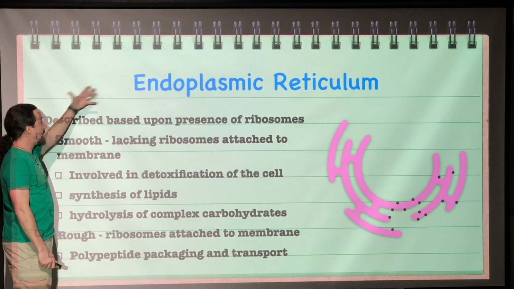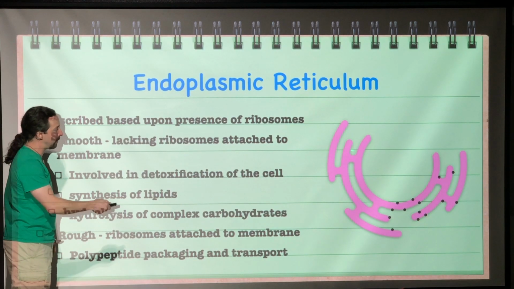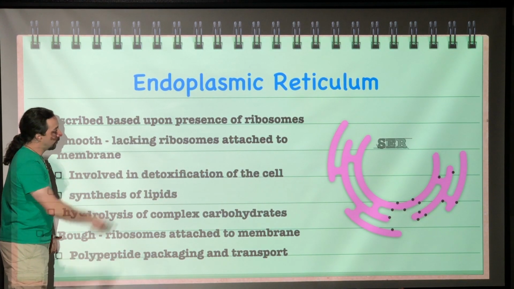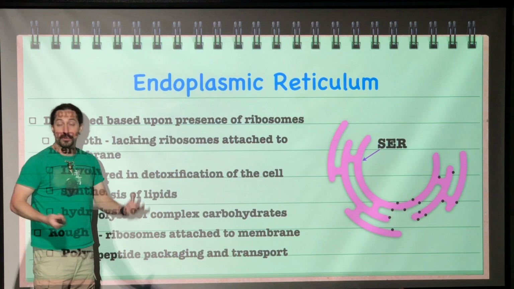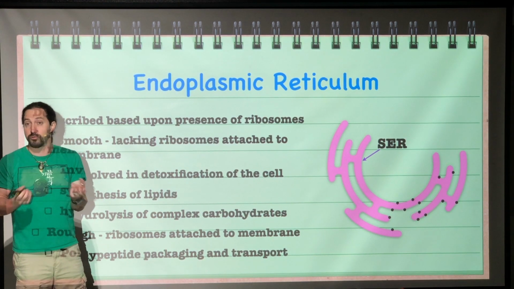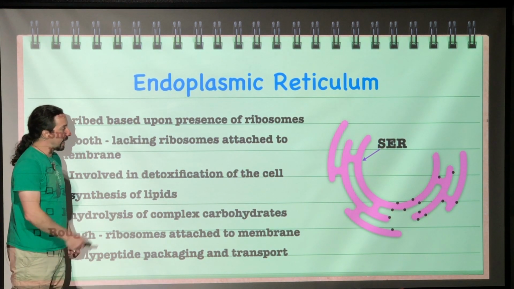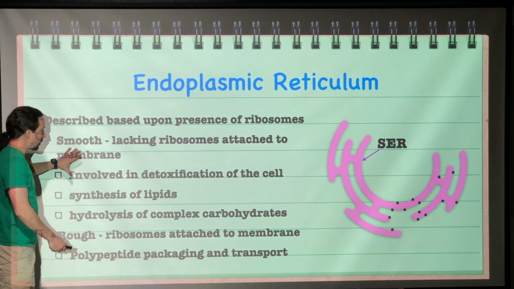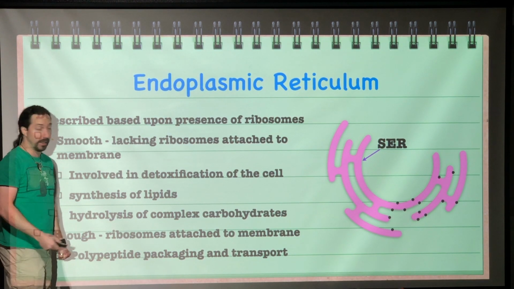The endoplasmic reticulum, well, it has two different parts to it. We have the smooth endoplasmic reticulum, that would be this area up here, where there are no ribosomes present. And it is involved in detoxification of the cell, and it's involved in the synthesis of lipids. This is where extra phospholipids would be built, for example, for the cell to grow and get larger. This is going to be an extremely important aspect to our cell. It's also going to be where hydrolysis, or the breaking down of some carbohydrates, will take place.